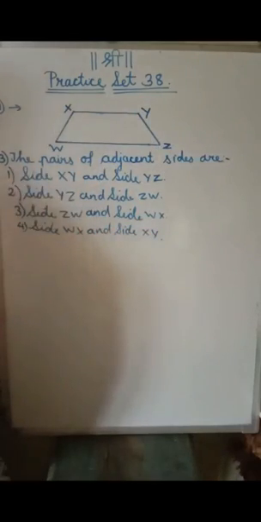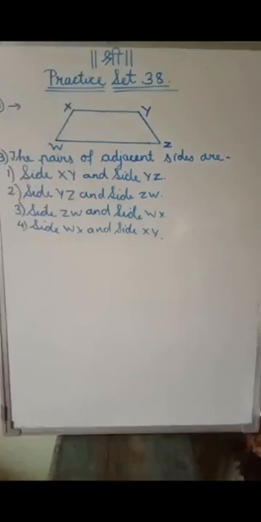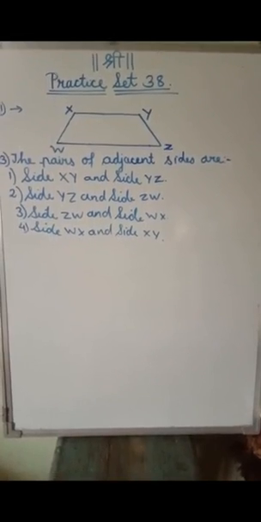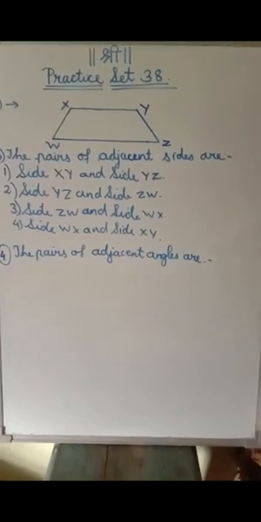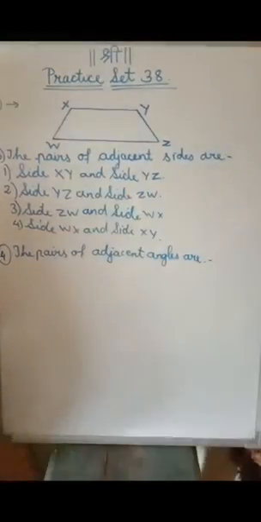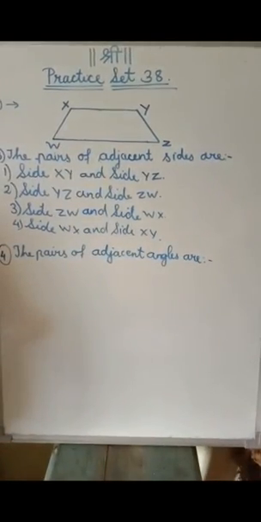Did we get the first pair's first side? Yes. So here we have got the 4 pairs of adjacent sides. Now let's begin with the fourth question, that is the pairs of adjacent angles. We are having a total of 4 pairs.